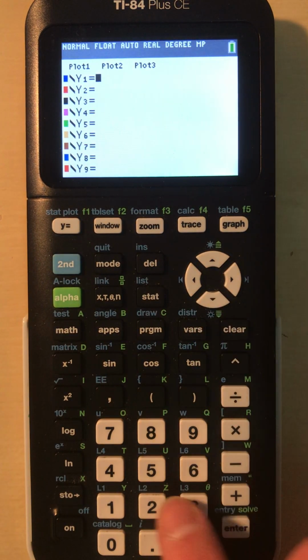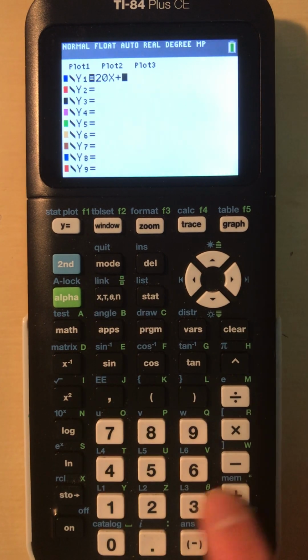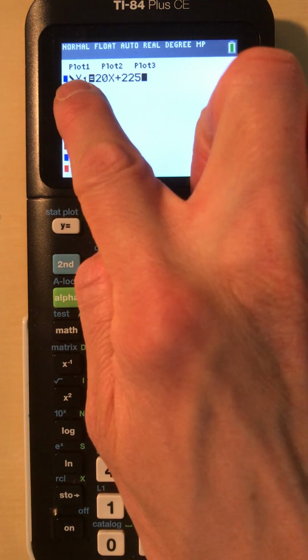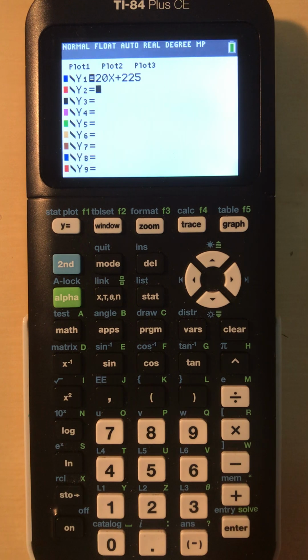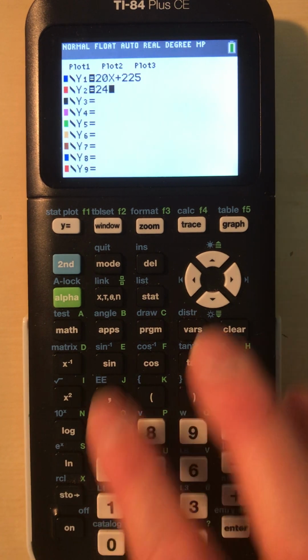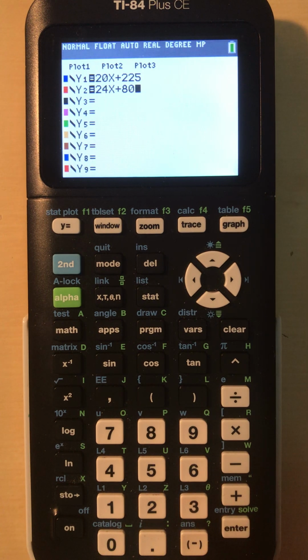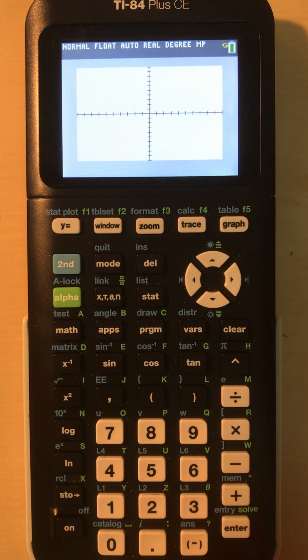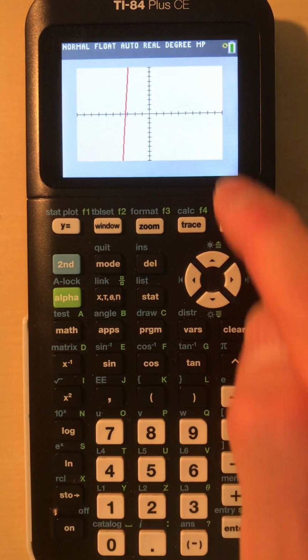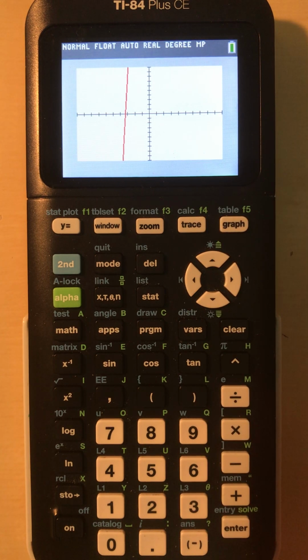Okay, the first one is 20x plus 225. That'll be our blue line when we graph it. Okay, and then the second one is 24x plus 80. That's company B, the red line. Okay, let's graph it. Sometimes you get this condition where we don't clearly see the intersection point.